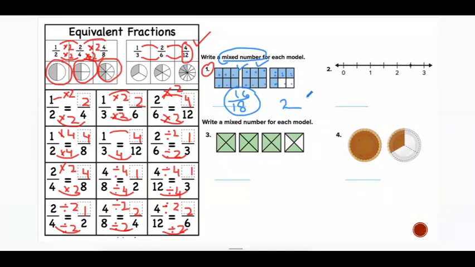I will write here 2 wholes, and then how many parts are shaded over here? 1, 2, 3, 4 parts are shaded. I will write 4, and in the denominator, the total parts we have here is 6. So we have 2 wholes shaded, and then 4 parts are shaded out of the one that has not been fully shaded, and the total number of parts in this is 6. Now move to question number 2.